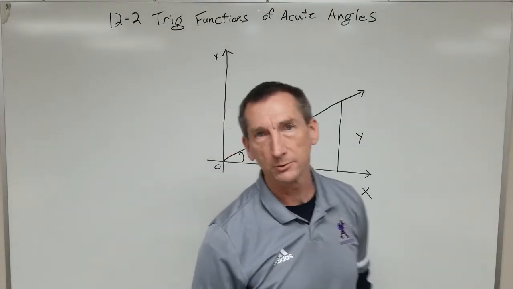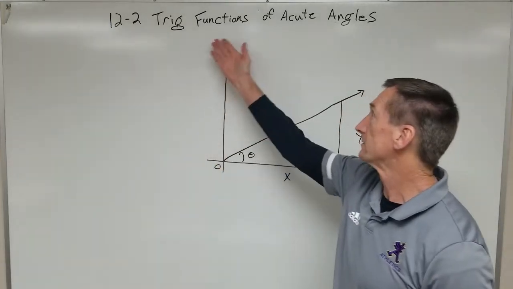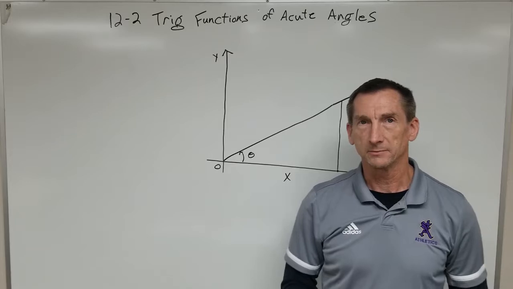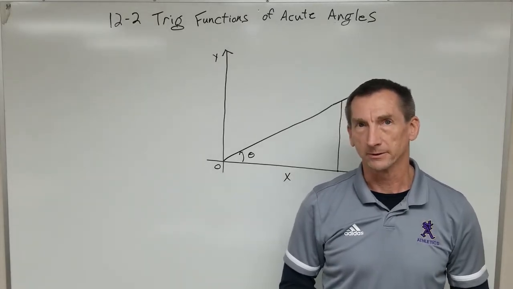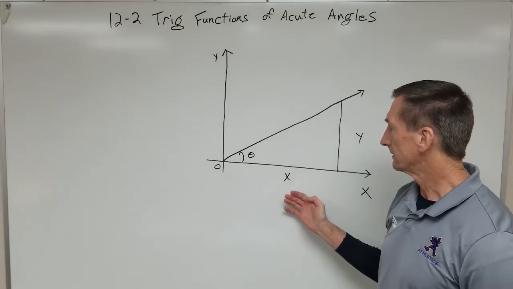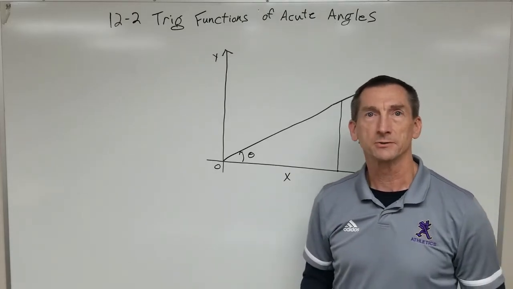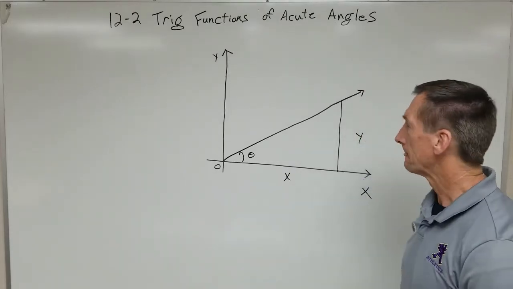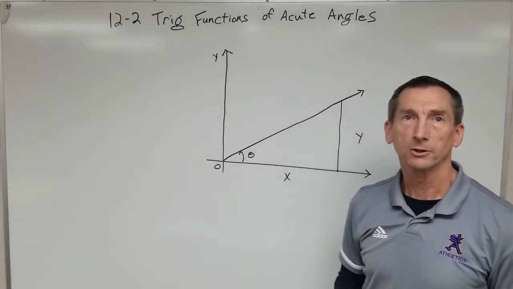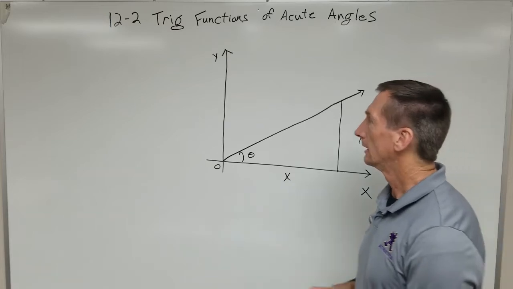Anyway, let's get back to some math here. We're in 12-2 today, where we're going to look at some trig functions of acute angles. We're entering a section that is basically triangle trigonometry. Triangle trigonometry has some unique principles that we're going to go over in this lesson. Again, this is mostly review for a good portion of you, I'm sure.